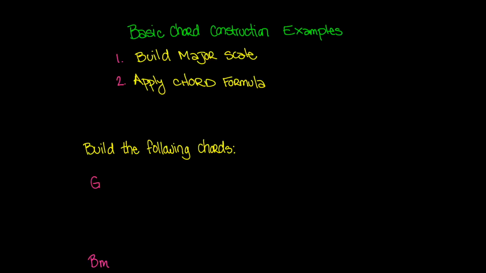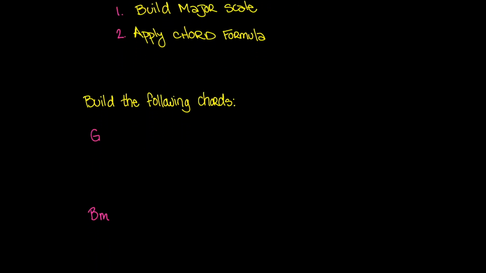Welcome back, everyone. In today's music theory video lesson, we are going to take a look at basic chord construction examples. There are really two steps that we build chords with. Number one, build the major scale, and number two, apply the chord formula that we talked about in our previous video. So let's go through some of these examples and build these chords.